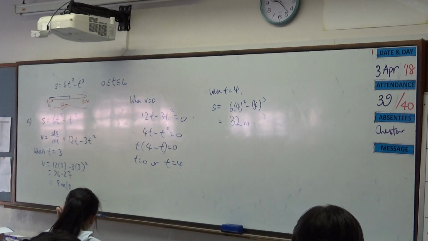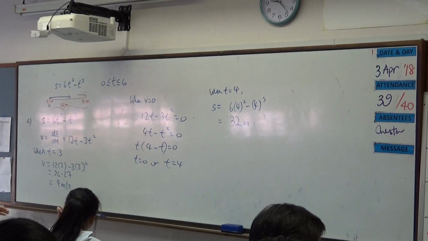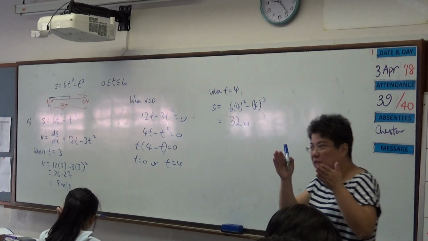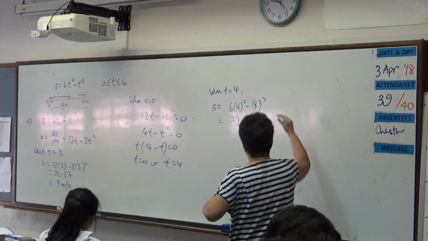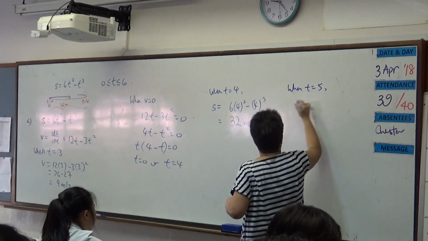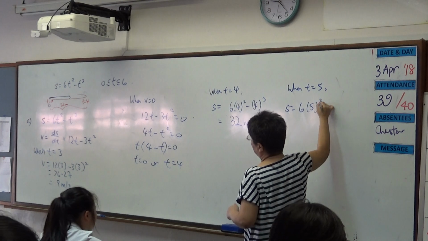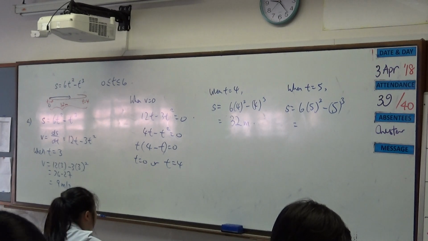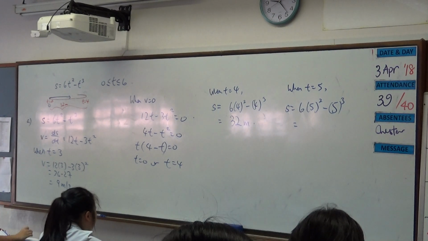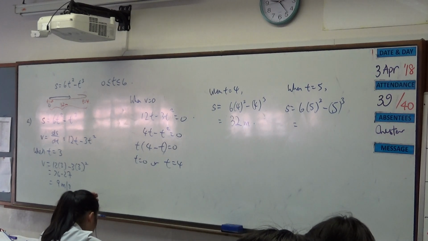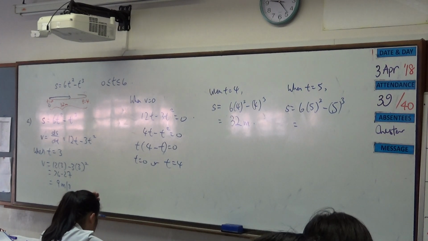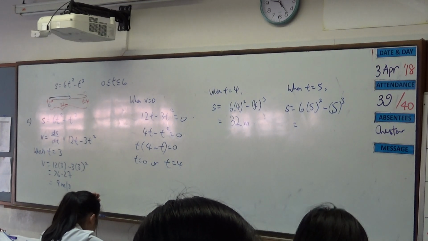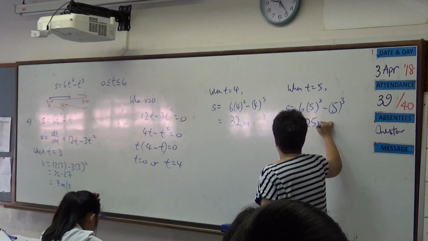How about when T is 5? When I sub in 5, what does it give me? When T is 5, that means it's the displacement from 4, right? Agree? Okay, look up, this is important. When T is 5, S will be 6 times 5 squared minus 5 cubed, right? Can you tell me how much this is? All of you use your calculator. 150 minus 125. I don't want this, I want the final answer. 25. Use your calculator, don't stare at me. Do you agree this is 25 meters?